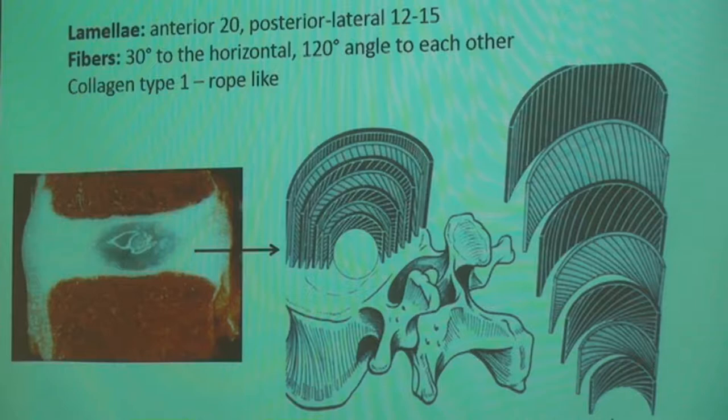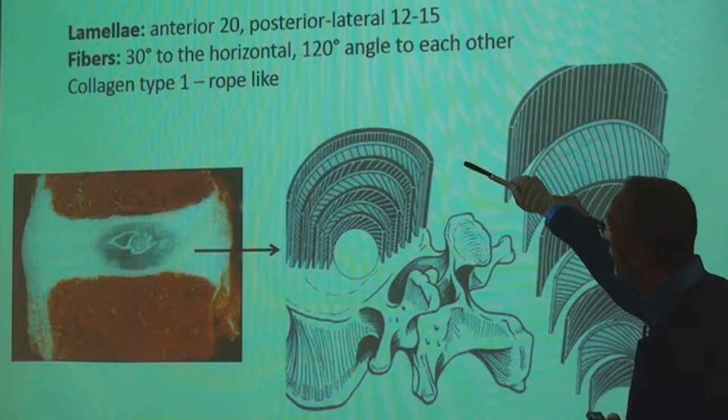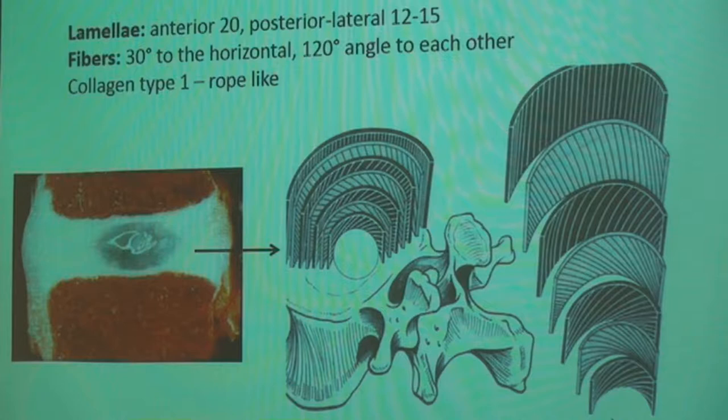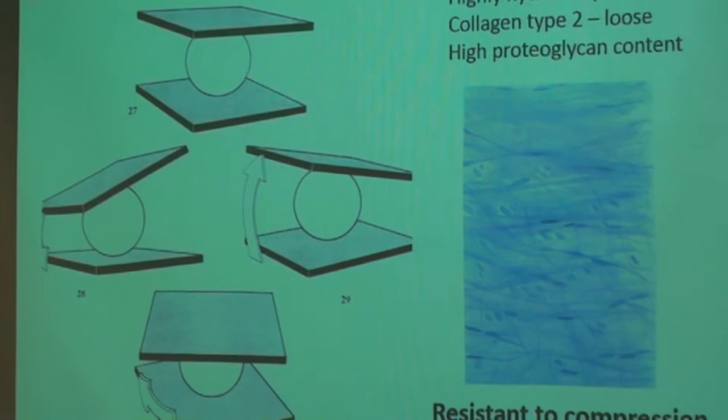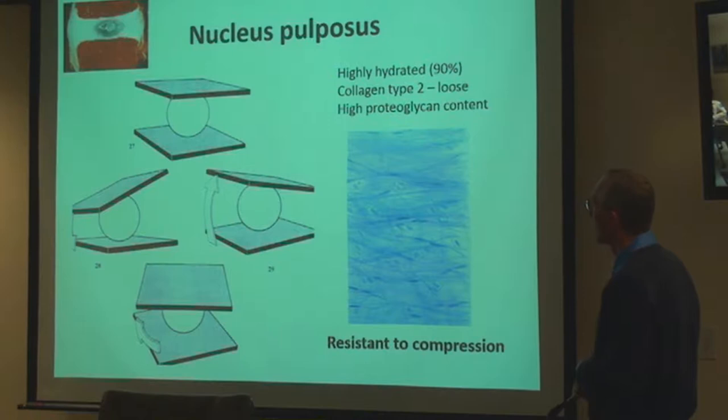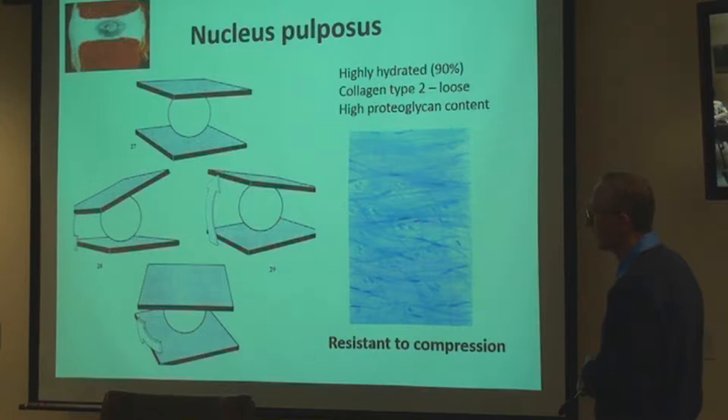Moreover, the interesting structure here is that all the lamellae are composed of horizontal fibers of the rope-like collagen that have a physiological function in restricting movement into flexion extension, but also in rotation. The nucleus pulposus, as we said, is a very highly hydrated structure. So in theory, as we know, liquids are resistant to compression. So a well-hydrated intervertebral disc is resistant to compression and serves a very important function in the mobility of the mobile segment of the vertebra.